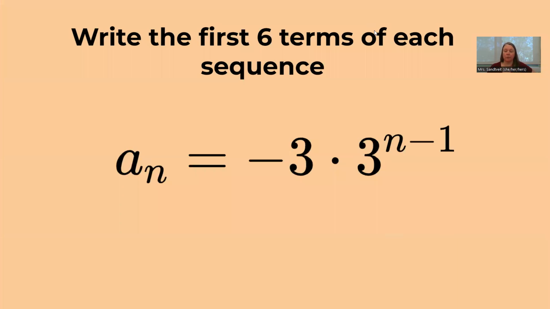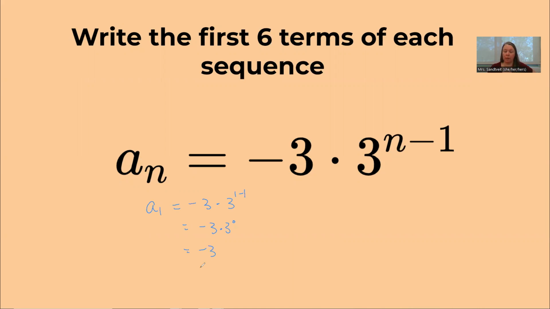There we go. All right, now here's another one. Same idea, just using that different notation. So don't freak out when you see that notation. This just means find the nth term. So this would be the first term. So I do -3 times 3 to the 1 minus 1. So that would be -3 times 3 to the 0. 3 to the 0 is 1, so that would just be -3. Okay, if I want the second term, that would be -3 times 3 to the 2 minus 1 power. So -3 times 3 to the first.